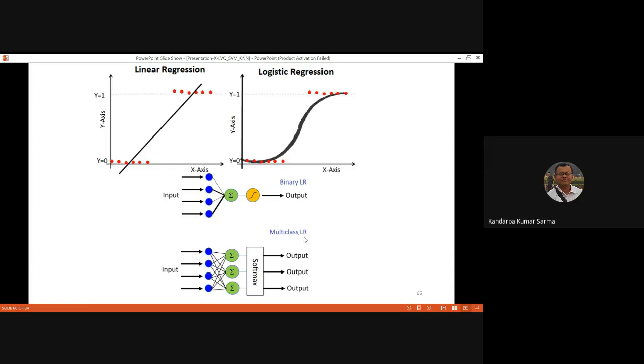Then we can see one more case, where there is a multi-class logistic regression. There we can use a continuous set of values and feed them to a layer built by log sigmoidal functions, and then use a softmax classifier to develop the multi-class decisions based on logistic regression.